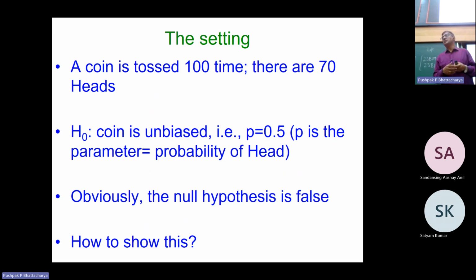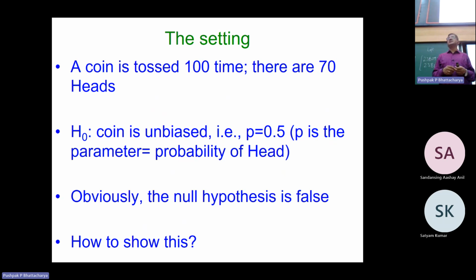In this case, we would like to contradict the null hypothesis. So notice how we are setting up the stage of hypothesis testing. We are starting with the statement that the coin is unbiased, and that we would like to contradict because of the data. The data in front of us is 70 heads out of 100. We know that the coin cannot be unbiased, but we have the null hypothesis that the coin is unbiased. Therefore, the probability is 0.5. That's an assumption.